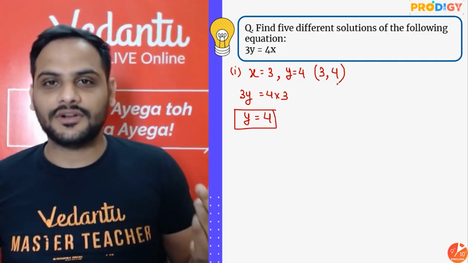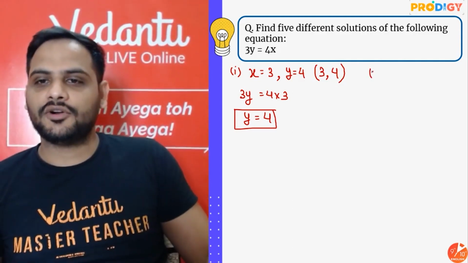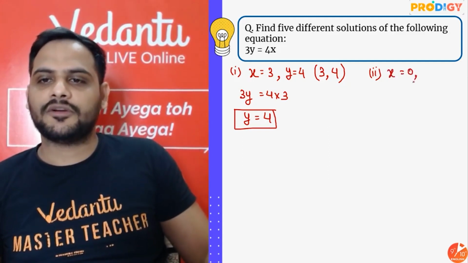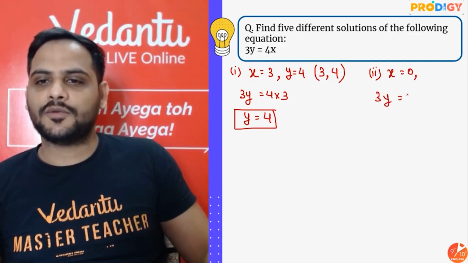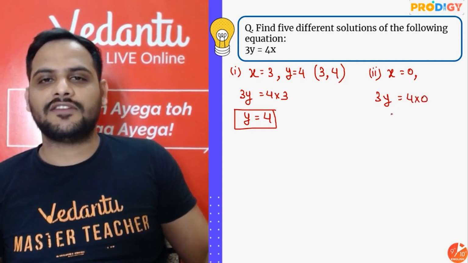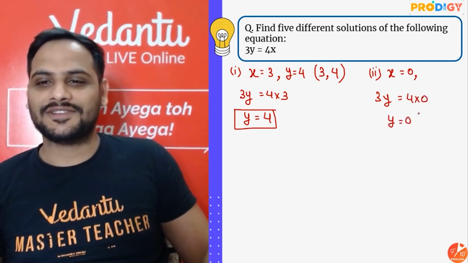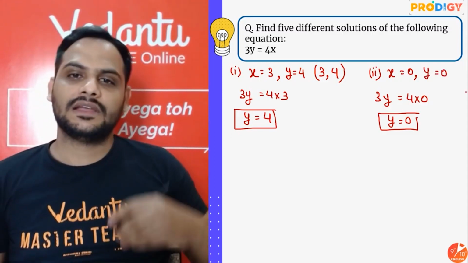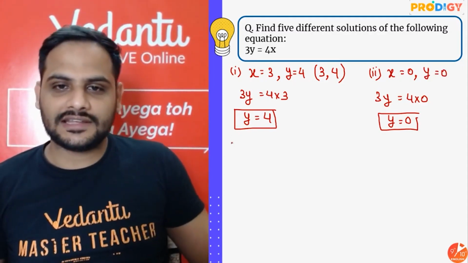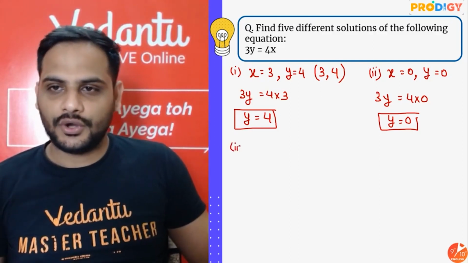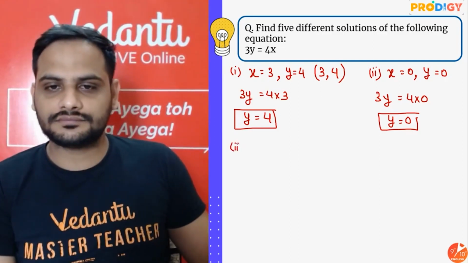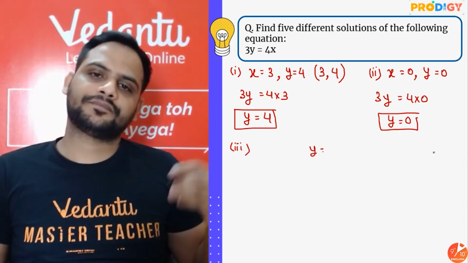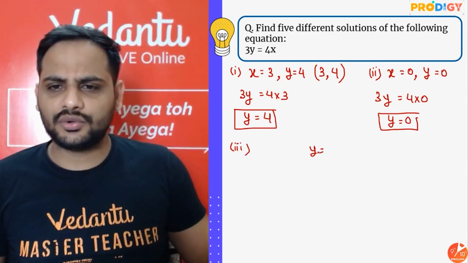Obviously. For the second solution, let's put x equal to 0. If I put x equal to 0, 3y is equal to 4 into 0. That means 3y is equal to 0, so y is also equal to 0. That is my second solution. Then I can take the next solution. This time, let's assume the value of y. So let's say y is equal to 2.